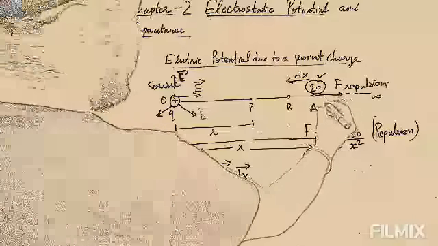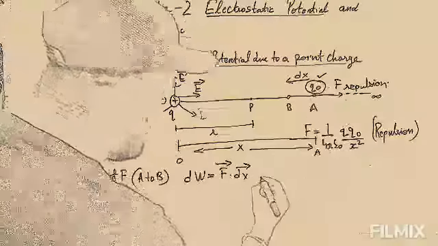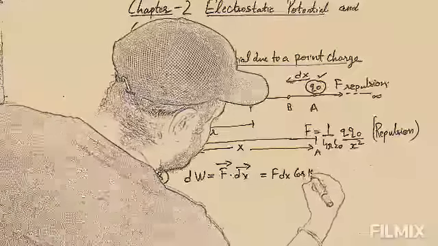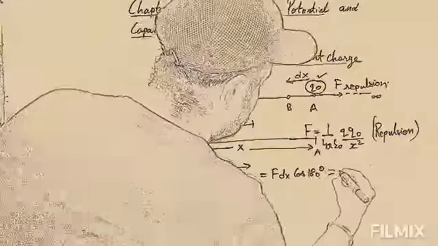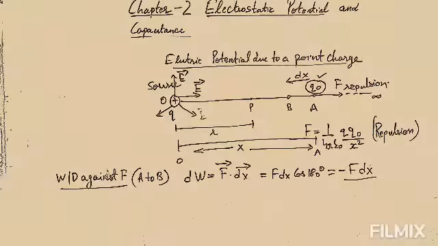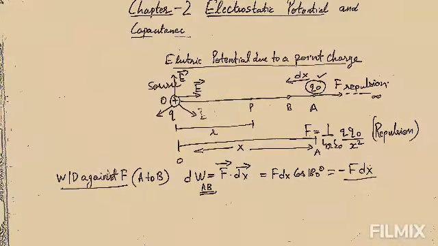Now kindly see, F is over here, dx is over here, both are making an angle of 180 degrees. So F dx cos of 180 degrees. Cos of 180 is minus 1. So the small work done from A to B will be given as minus F dx.